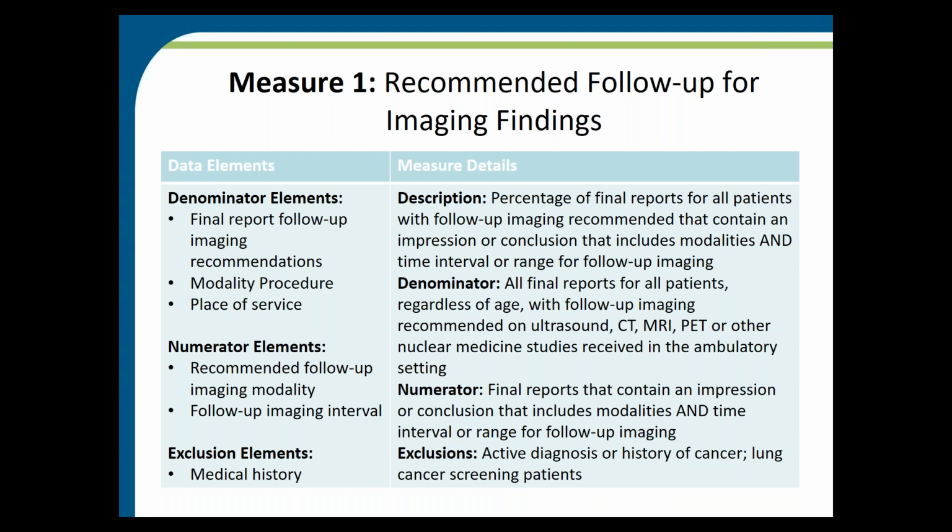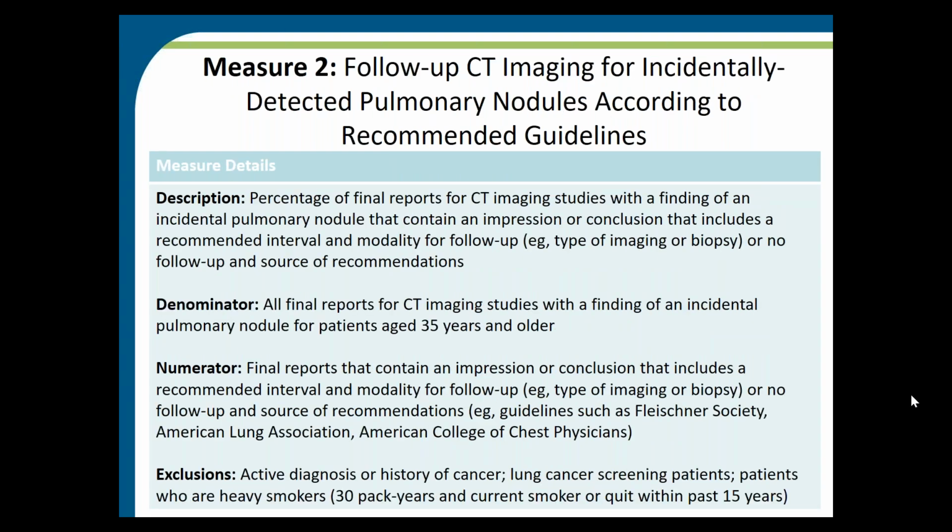So for the denominator, we need to know if there was a recommendation for follow-up in the final report. We need to know the modality of the exam that was performed and the place of service. That'll help us calculate the denominator. For the numerator, we'll need to know the recommended follow-up imaging modality, if there was one, and the recommended follow-up imaging interval, if there was one. And then, of course, for the exclusion, we need to know the medical history, such as diagnosis of cancer, lung cancer screening, something like that. So those are the data elements for calculating measure 1. Just keep that in mind as we go through the next 10 measures.